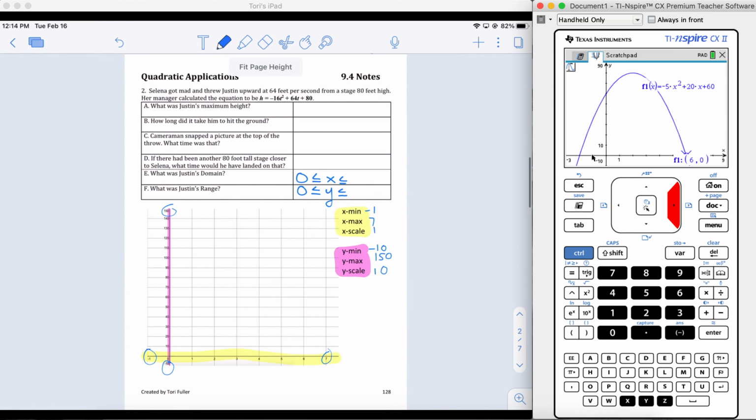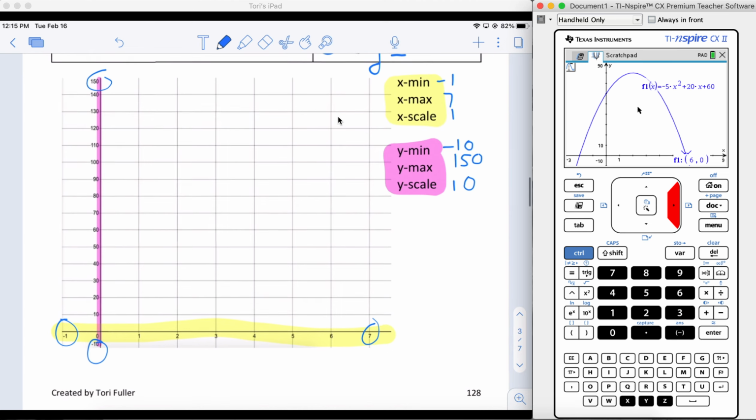Let's go ahead and look at our question. It says, Selena got mad and threw Justin upward at 64 feet per second from a stage 80 feet high. Her manager calculated the equation to be this. All right, so right now I got feet per second. So my height is in feet. My time is in seconds. All right, notice how I'm kind of labeling everything as I see it. Now I can move into my calculator.